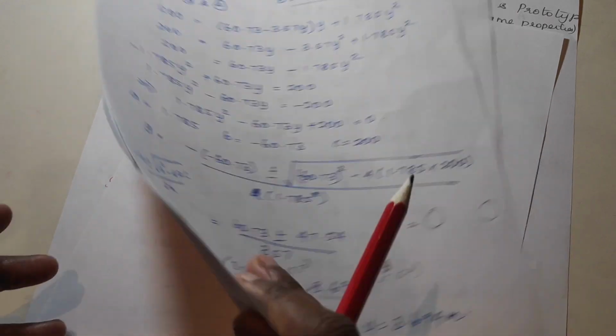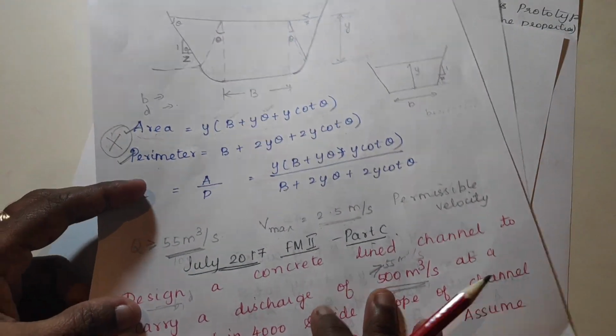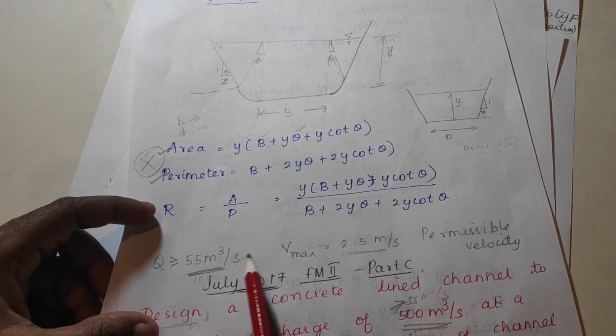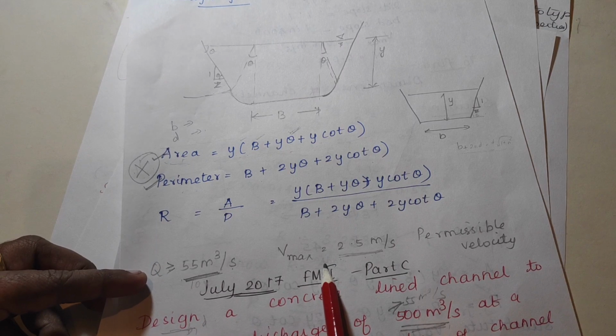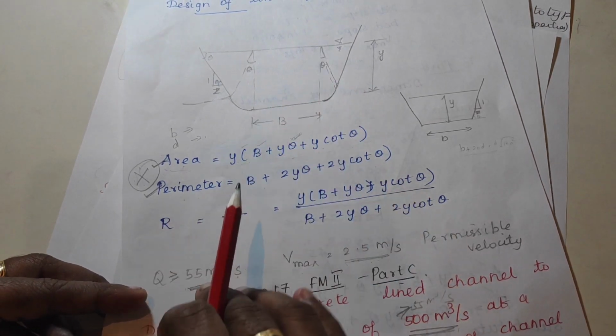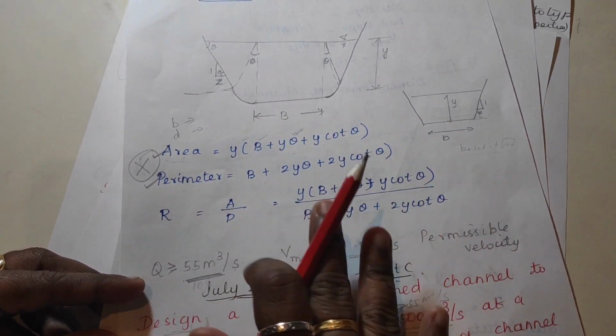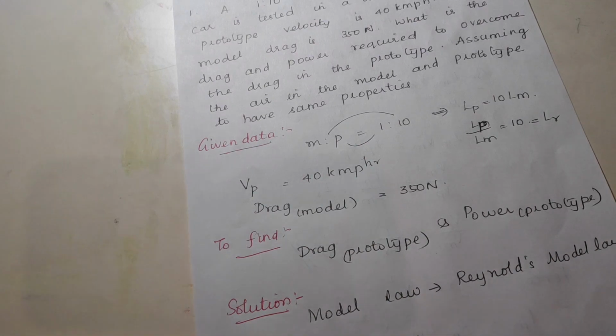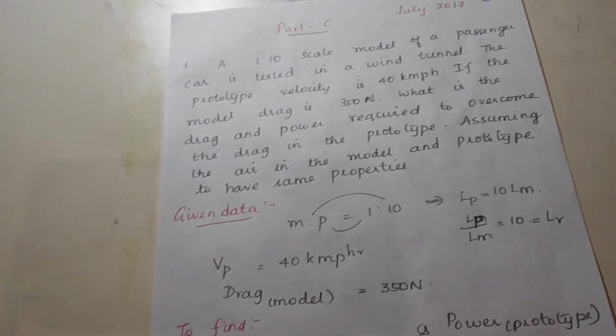Okay, you have to use this equation if the discharge is greater than 55 meter cube per second and the velocity is limited to 2.5 meter per second. You have to go for this type of design.